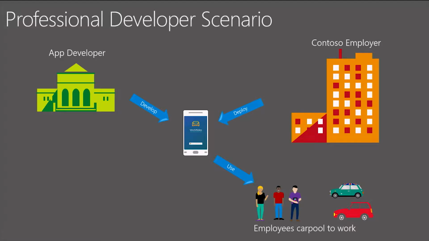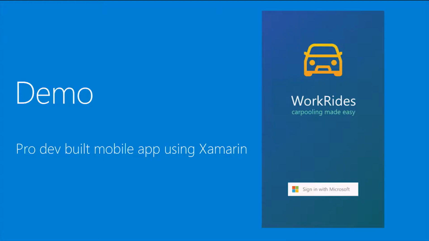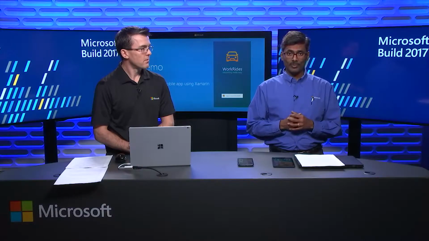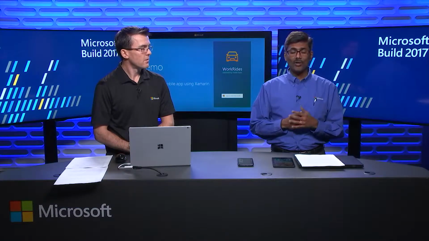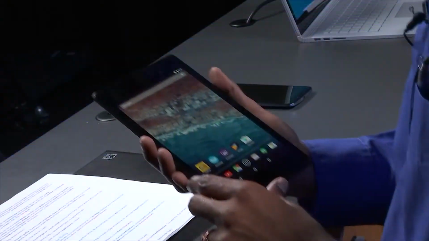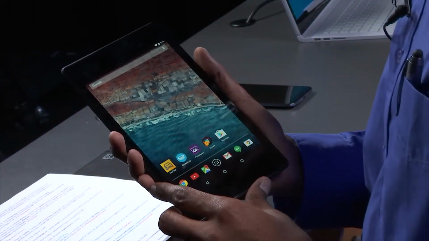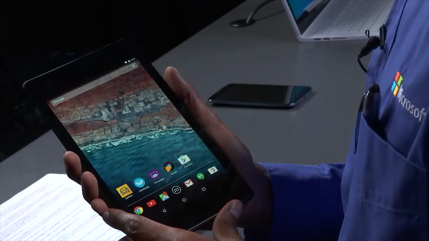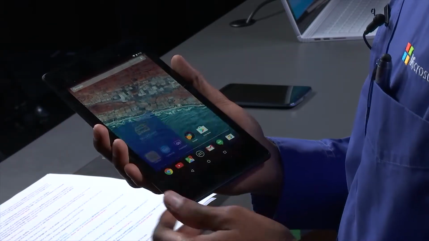Contoso is one of the first customers to acquire this app and make it available to all its employees. Contoso can easily extend the data created by this app to build additional experiences. Let me start with a demo of the WorkRides mobile app built by a professional app developer. Chris will later show you how this app was extended.